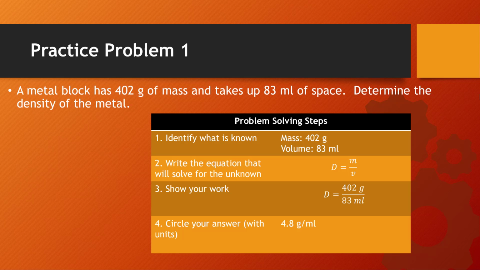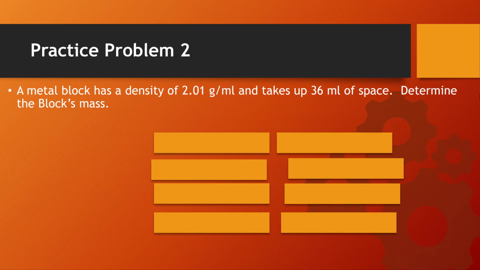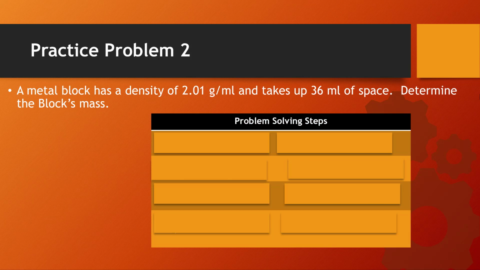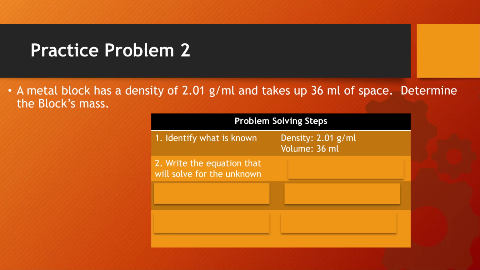All right, let's try another one. A metal block has a density of 2.01 grams per milliliter and takes up a space of 36 milliliters. Determine the block's mass. Again, problem solving steps. What do we know? We know its density. We know its volume. What equation can I use to solve for the unknown? I need to solve for the block's mass. Well, mass is density times the volume.